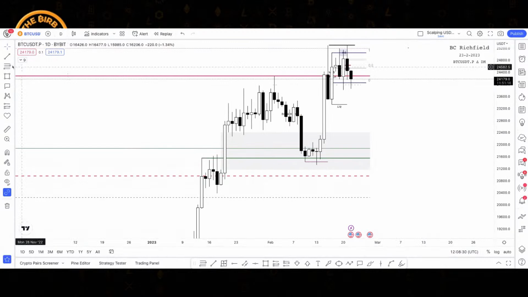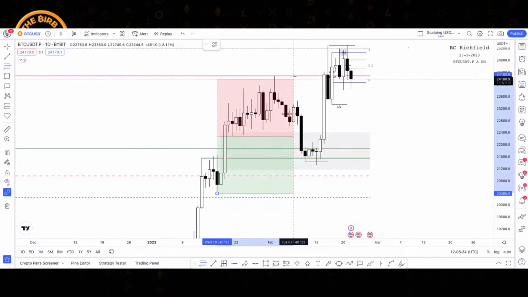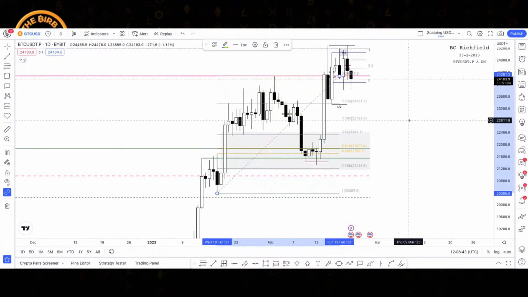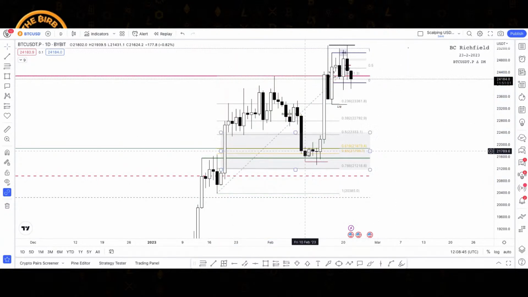You can use Fibonacci, right? So you want to anchor it to the base of the move here, bearing in mind that this point was up to here. Okay, and we can see here we're getting interaction around the golden pocket. Nice little bit of confluence there, right?